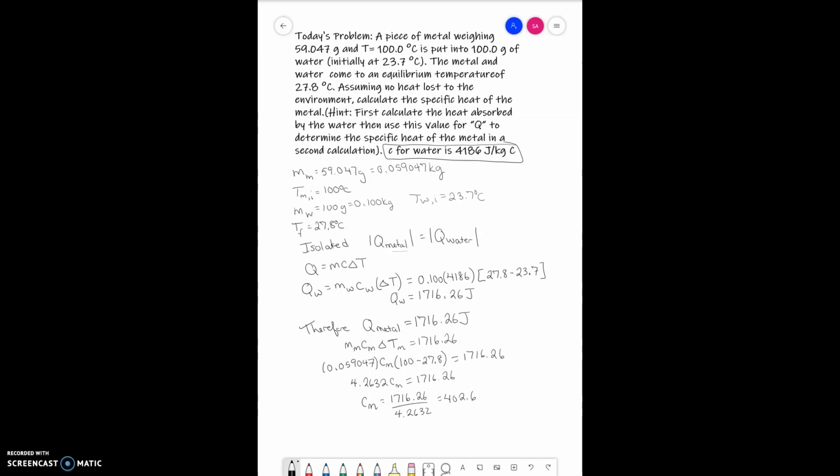402.6. And let's see, how many significant figures do I have? Let's say I got 1, 2, 3, 4, 5 in the mass, 4 in that temperature, 4 in that mass, 3 in the temperature, 3 in the temperature. So I got to stick with 3. So I'm going to round that to 403. And the units are going to be joules per kilogram degree C. Okay, so that's all there is to it.